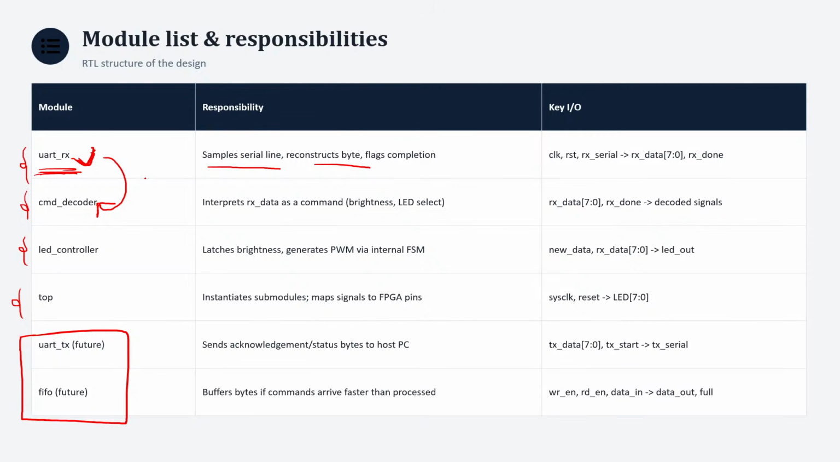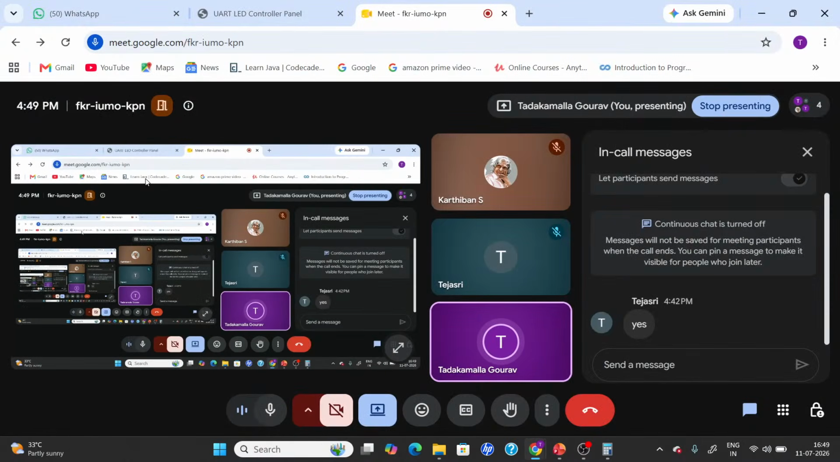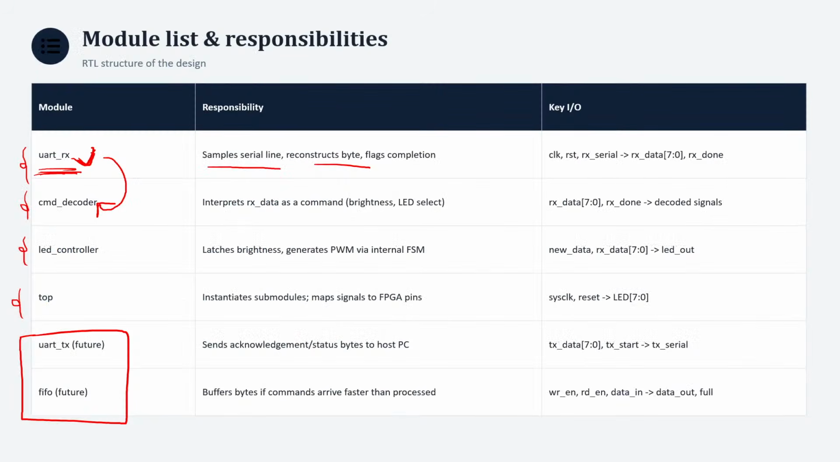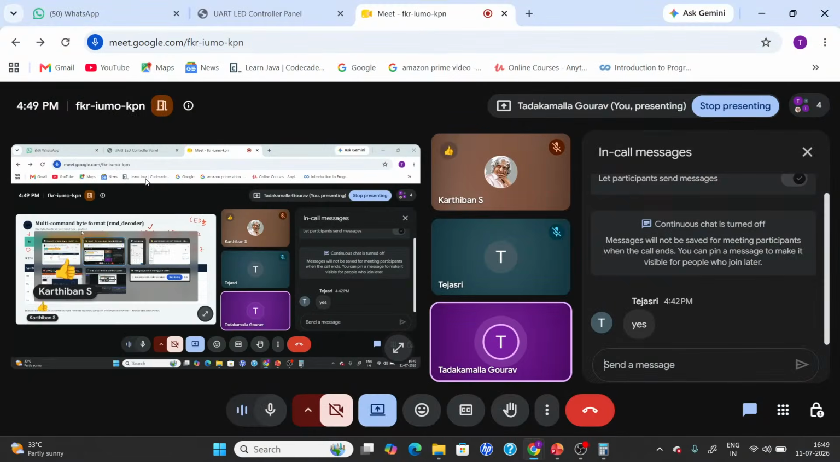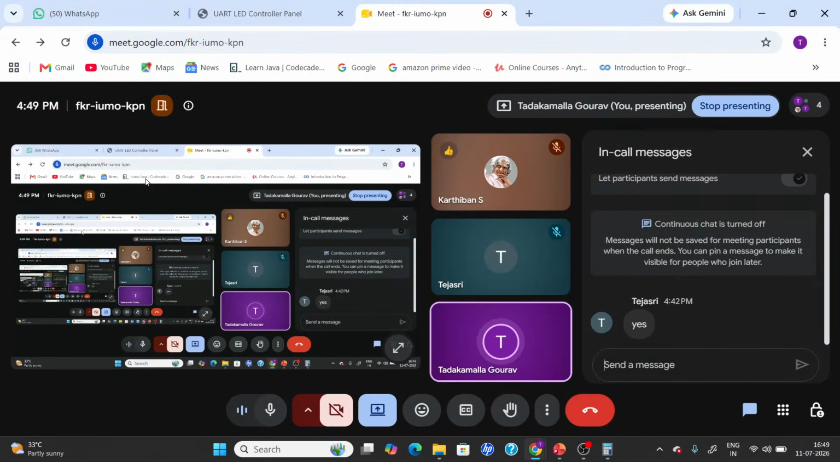Does the user want to select the LED, or does the user want to set the brightness, or what does the user want? The decoder is going to decode that. So this is the byte information which I'm going to have. Is it clear up to here? How the user is going to create a frame? Is it clear? Great.